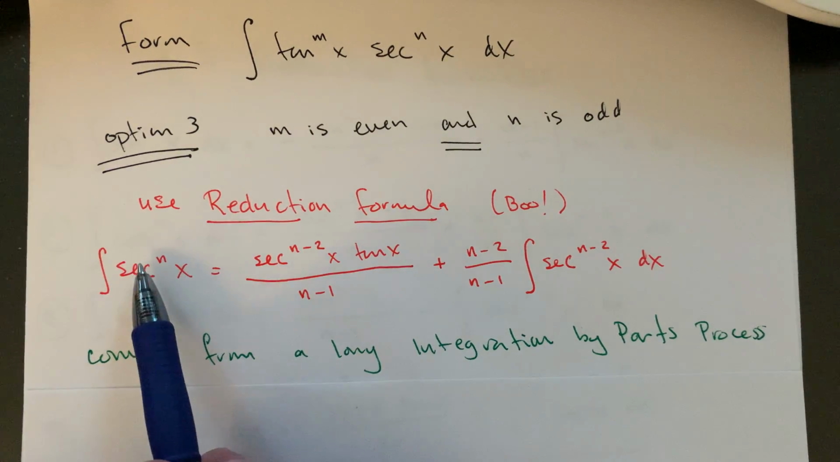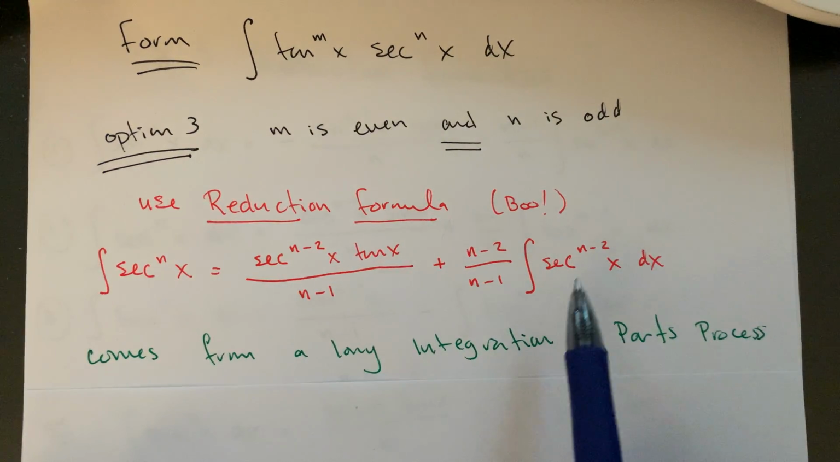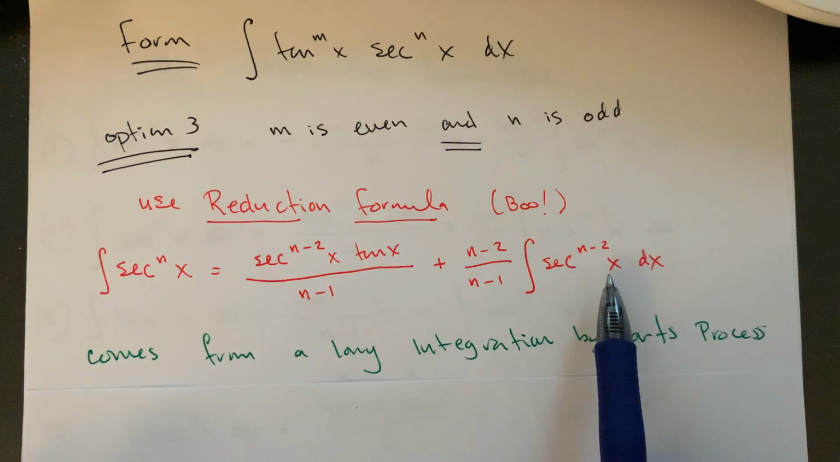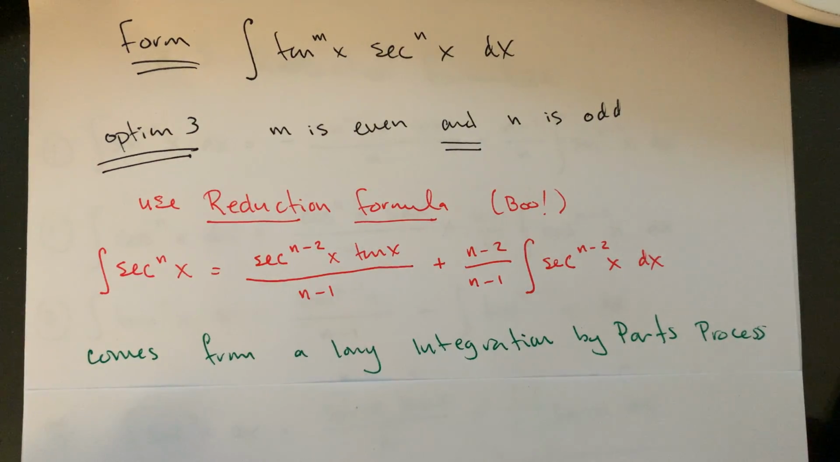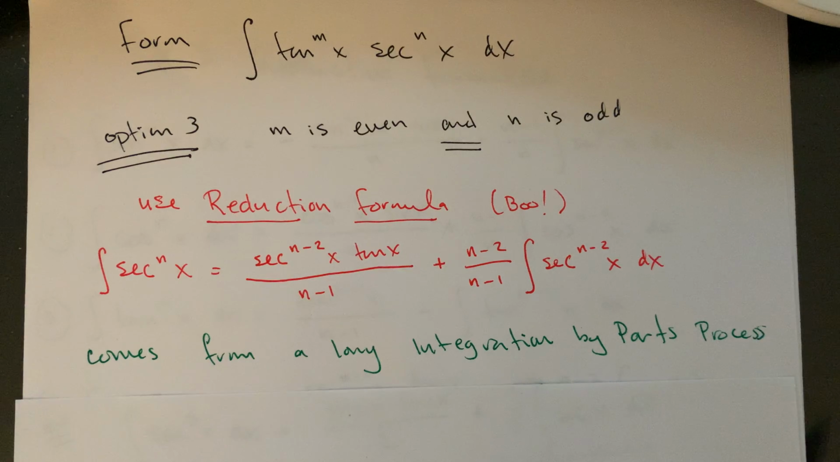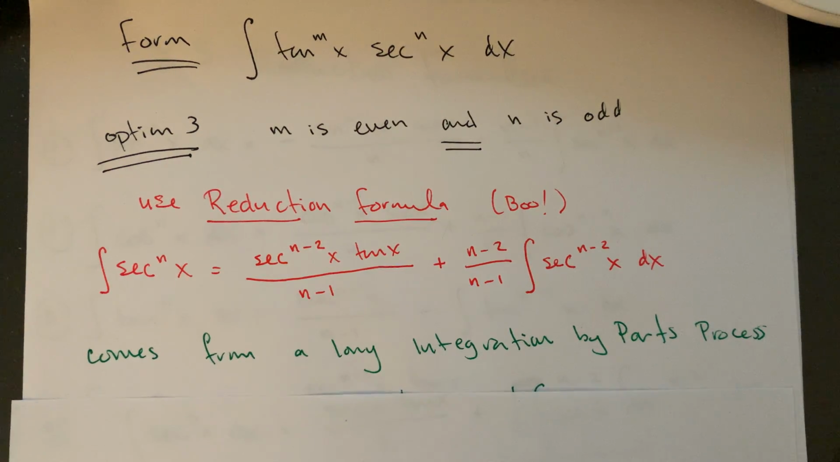So you could go from 7 to 5 and 5, and then from 5 you'd get a 3 and a 3. From that 3 you would get a secant, and then the integral of a secant to the 1. Even though we haven't seen secant tons and tons, we did say at some point there is an integral for just a single secant of x.